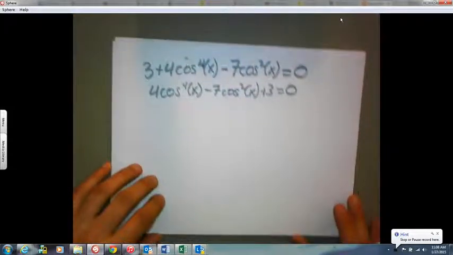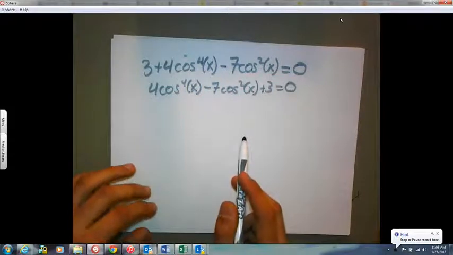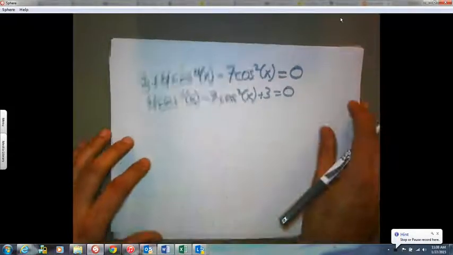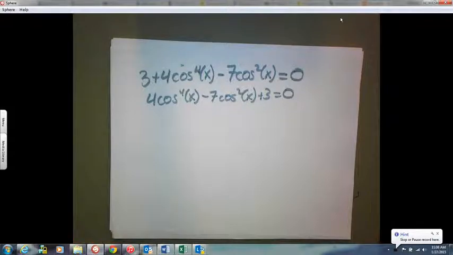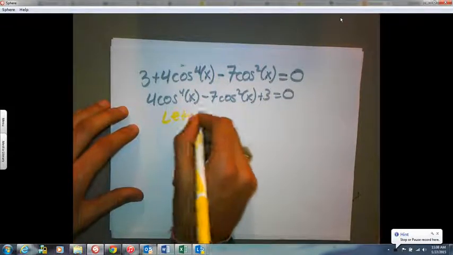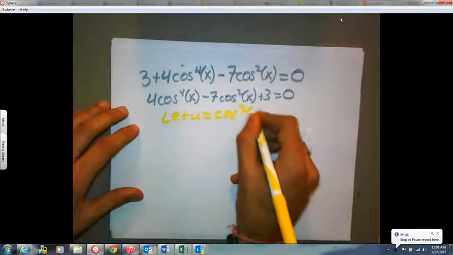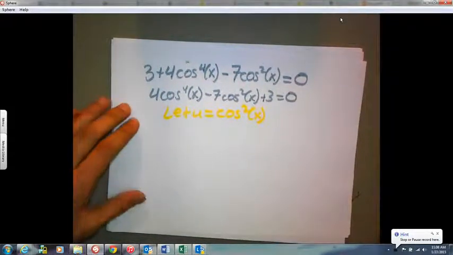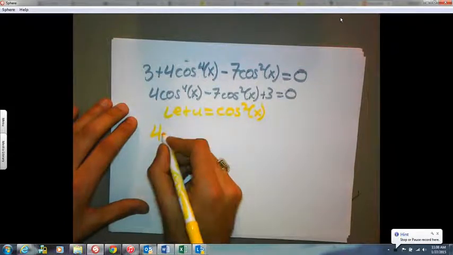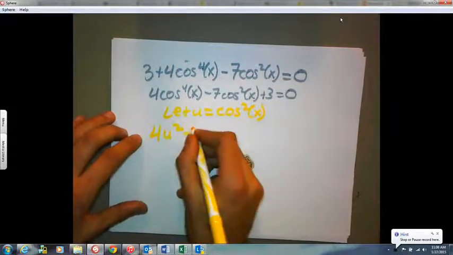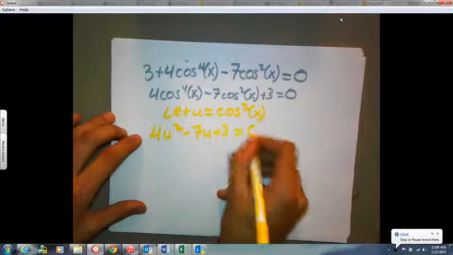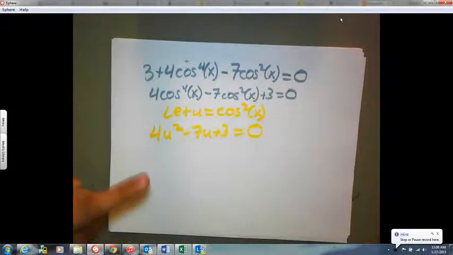And now this is basically a quadratic. This is just a quadratic if you make the following substitution. We've seen equations like this since last semester. Let u equal cosine squared of x. So this will be 4u squared minus 7u plus 3 equals 0. And if the algebra is problematic, please ask. I'm just assuming people are good with it because no one's asking anything. You know what I mean?